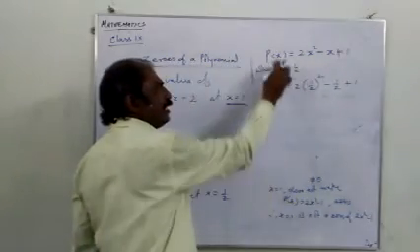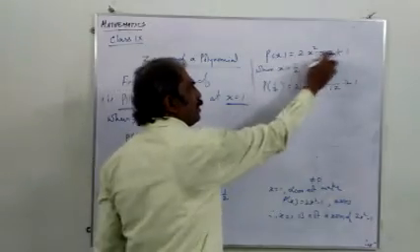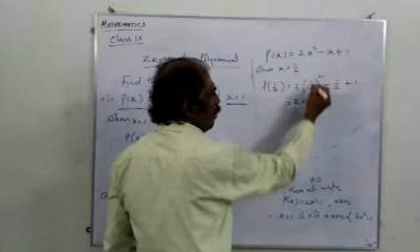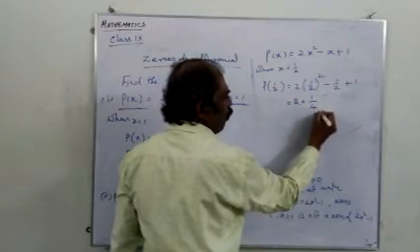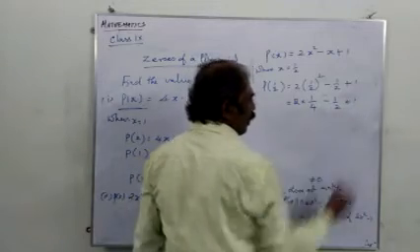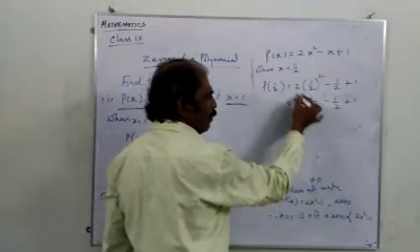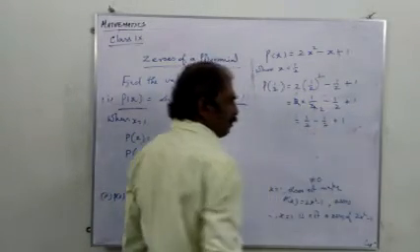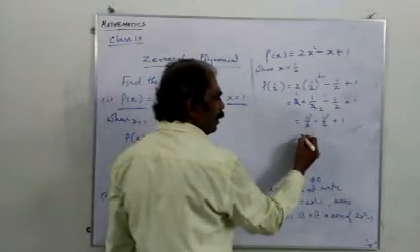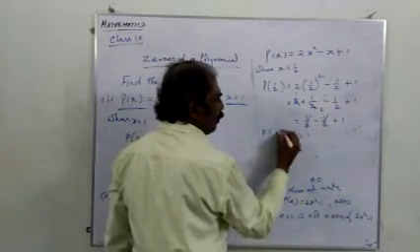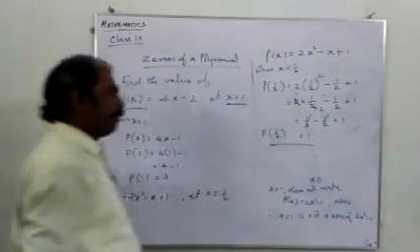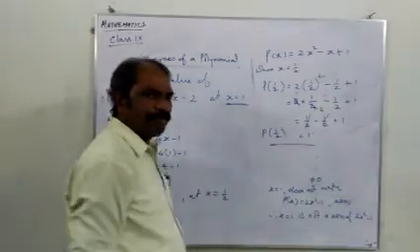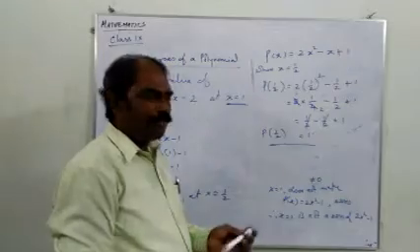We are just replacing the value: wherever x is there, we substitute the value. Now it becomes 2 into 1 by 2 square, which is 1 by 4, minus 1 by 2 plus 1. Here we go for cancellation: 1 by 2 minus 1 by 2 plus 1. 1 by 2 minus 1 by 2 cancel, and it is equal to 1. Therefore, p of 1 by 2 is equal to 1. So the value of this polynomial when x is equal to 1 by 2 is 1.